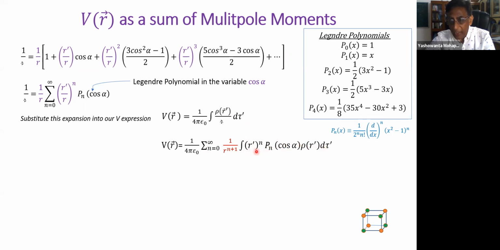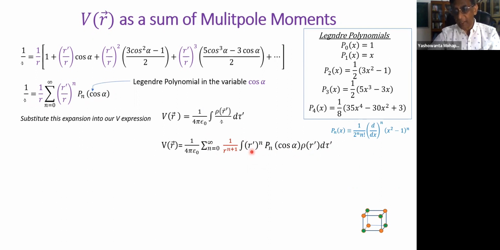Now everything here, r prime is the source distribution, rho prime is the source distribution, this is the differential element of the source distribution, except that this cos alpha relates the source point to the field point, the angle between r prime and r. So one r has been taken out here, okay, so that is why it becomes r to the n plus 1, and there are infinite terms here. So now my expansion is complete.